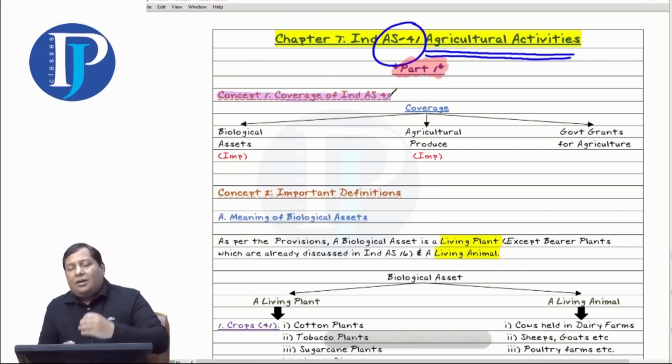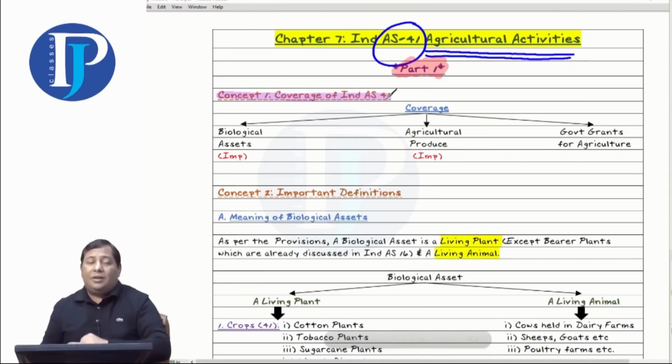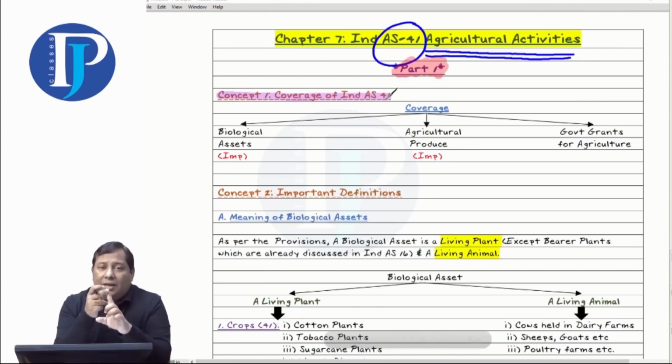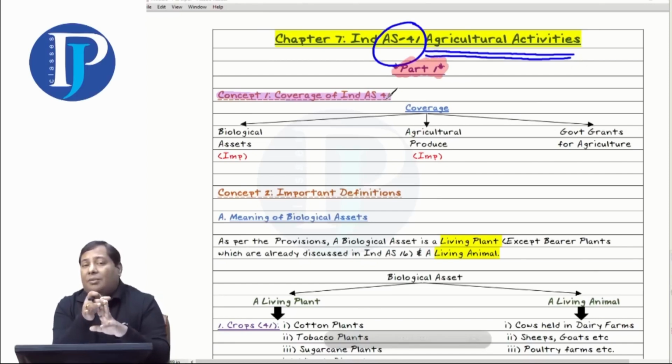And as I had told you that there are 3 major concepts in Ind AS 41 and we will be discussing them in detail. First, we wrote down the name of biological assets. Then we noted the name of agricultural produce and then we wrote government grants for agriculture. These were the 3 main headings that we discussed in Ind AS 41.